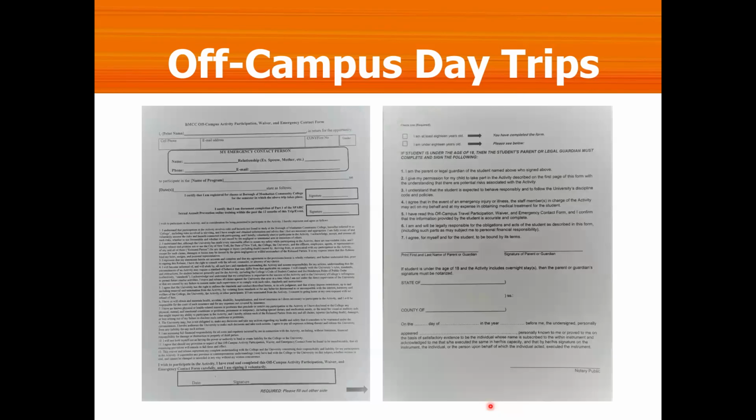Now, each student attending this trip must complete this campus activity participation waiver and emergency contact form. They will provide their name, cell phone number, email address, CUNY First number, and gender.